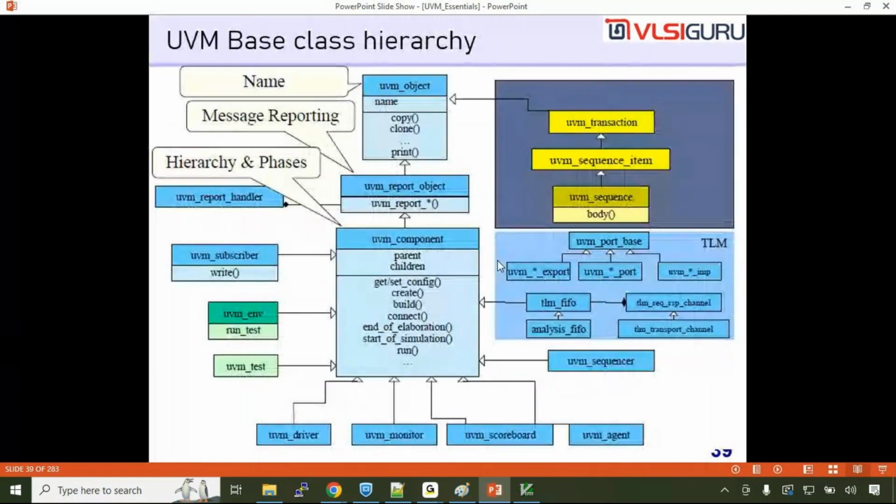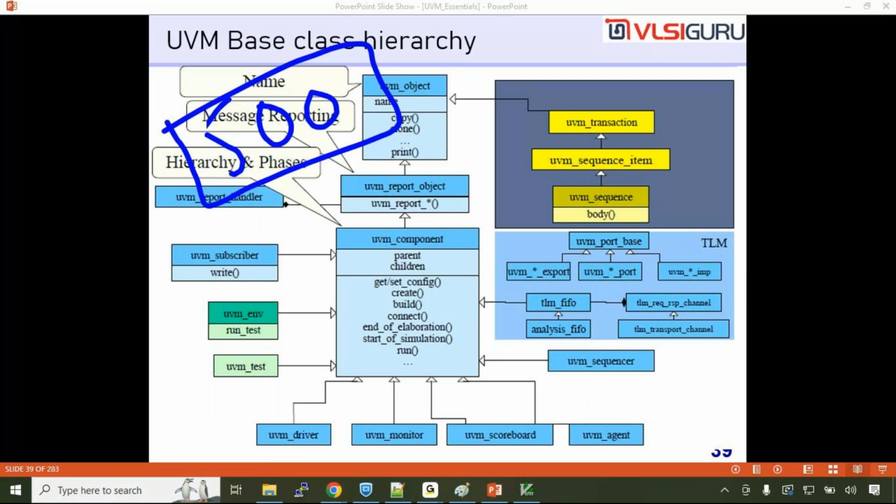We have already discussed this chart, right? This is a very small part of the UVM classes. Actually, UVM consists of around 500 plus classes. Out of 500, we only use 30 to 40 regularly. The remaining 450, 470, we never use. Most probably we don't have to use them also because they get used internally.